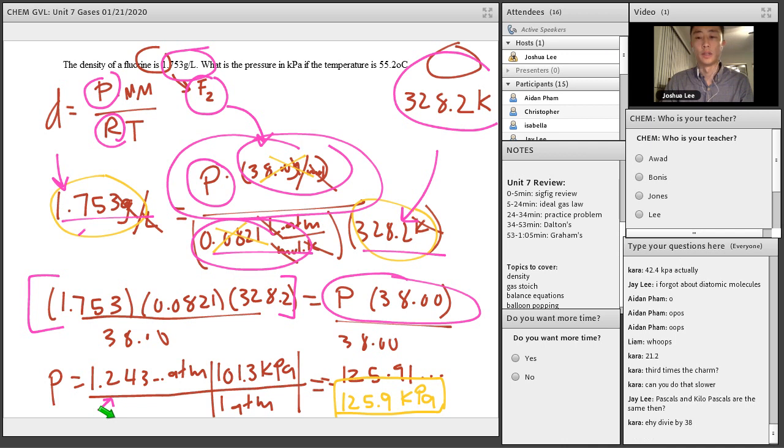And then convert it. Why divide by 38? Because right now it was pressure times molar mass right here. So then since I'm solving for P, I need to get rid of the 38. So in order to get rid of this 38, I have to divide both sides by 38.